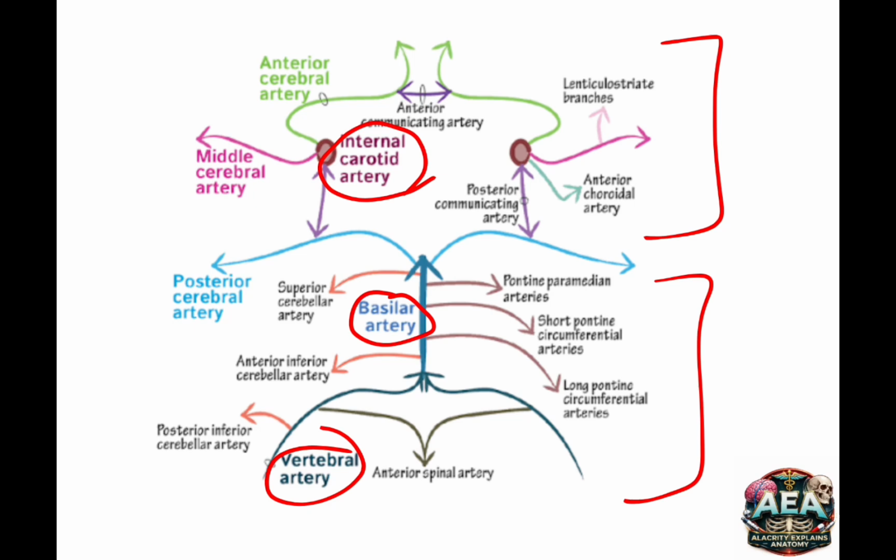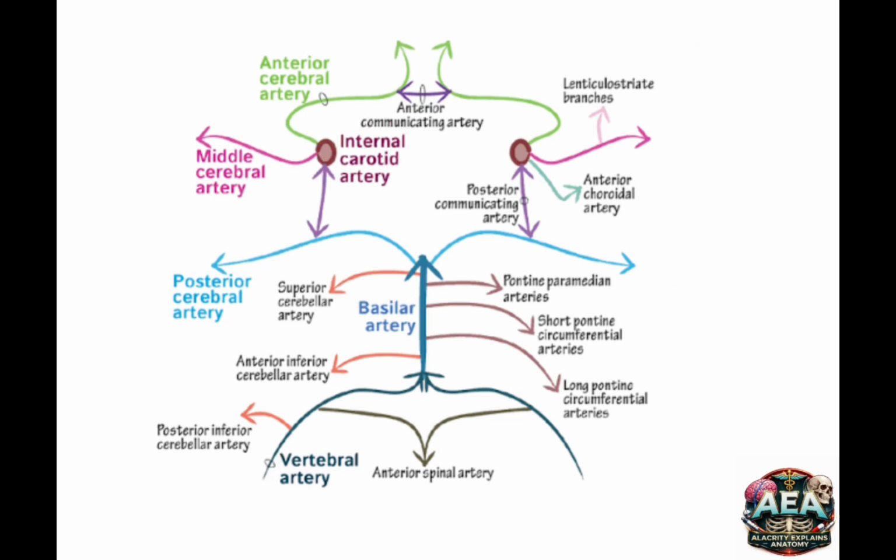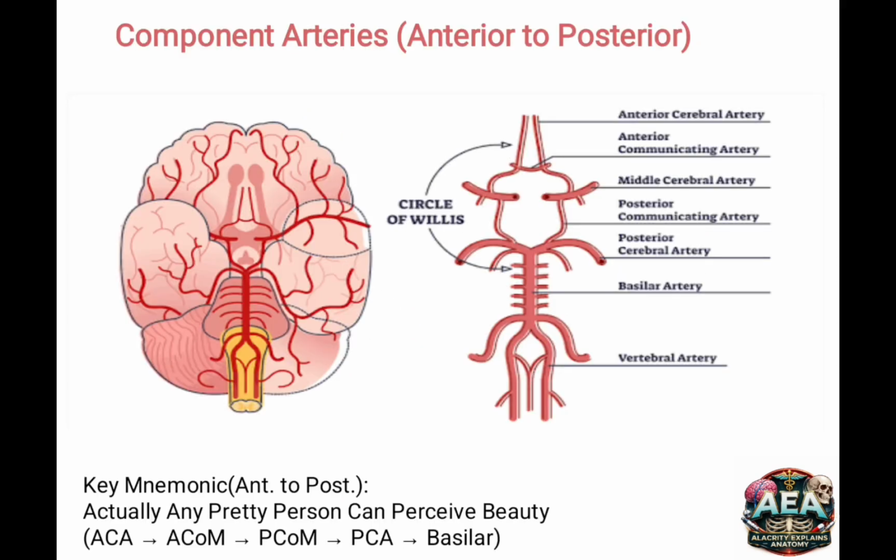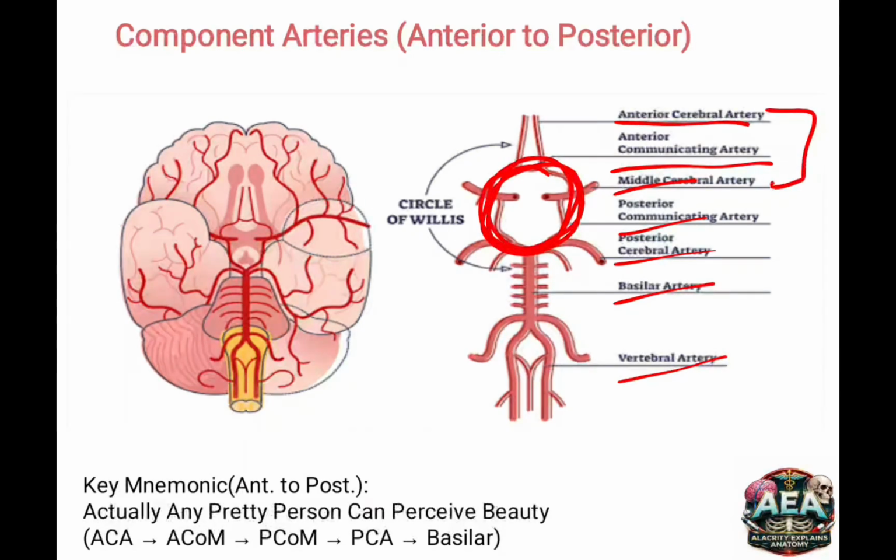So this is an image of the Circle of Willis. The components of this circle, we have the anterior cerebral artery, the anterior communicating artery, the middle cerebral artery, the posterior communicating artery, the posterior cerebral artery, while the basilar artery and the vertebral artery are just arteries whose branches form this circle. This is the Circle of Willis. It has structures from the anterior part and from the posterior. Good. So the key mnemonic, anterior to posterior.